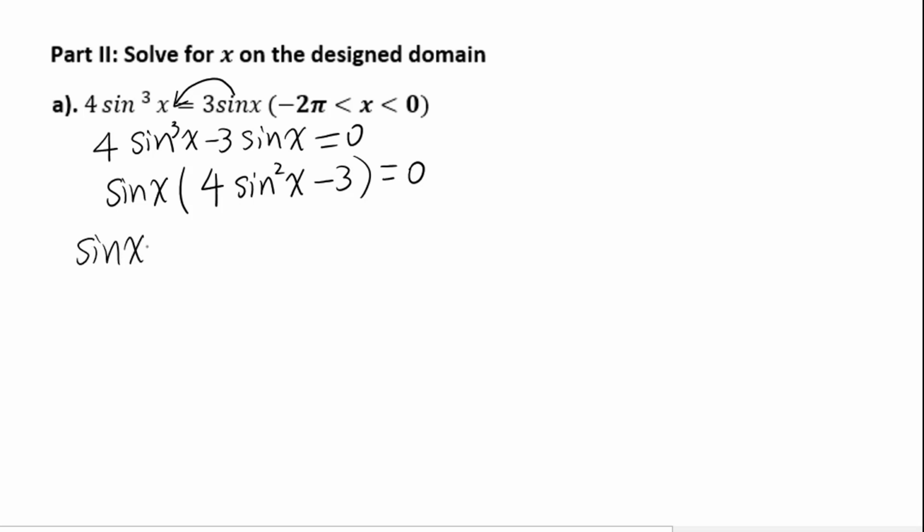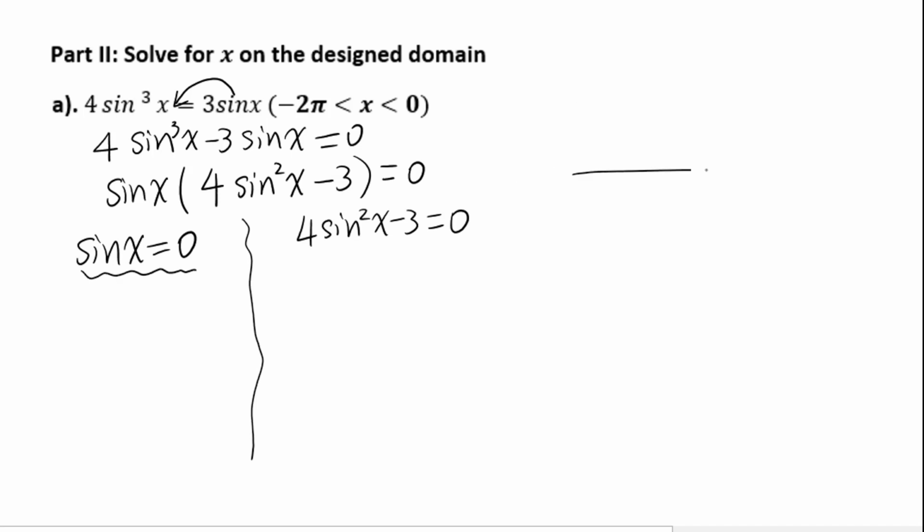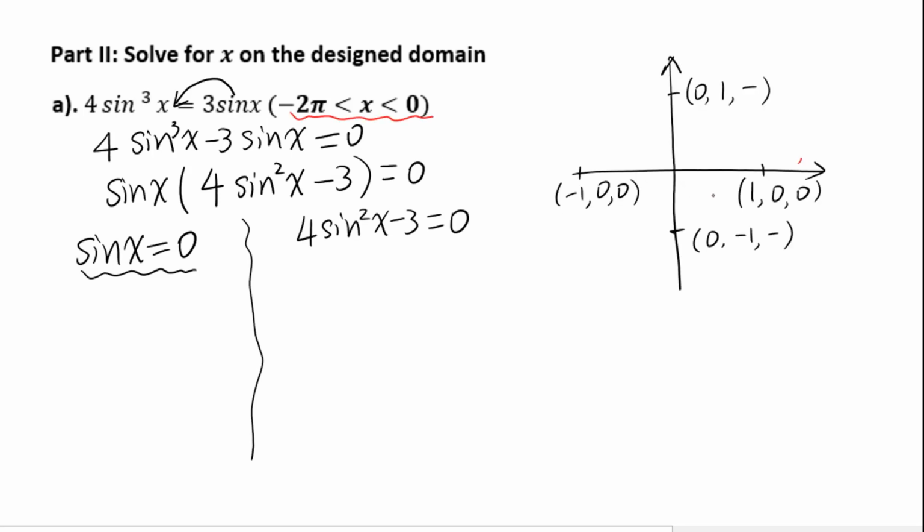So we get sine x equals 0 and 4 sine square x minus 3 equals 0. Let's solve sine x equals 0. We have a diagram like this. Let's label this diagram by the given domain: 0, negative pi over 2, negative pi, negative 3 pi over 2, negative 2 pi.